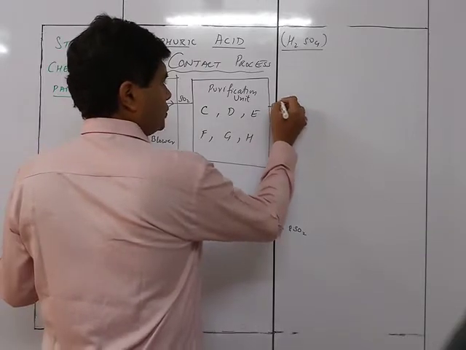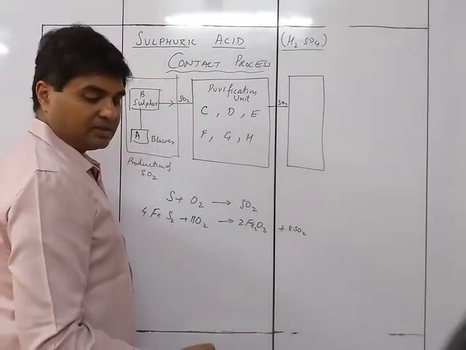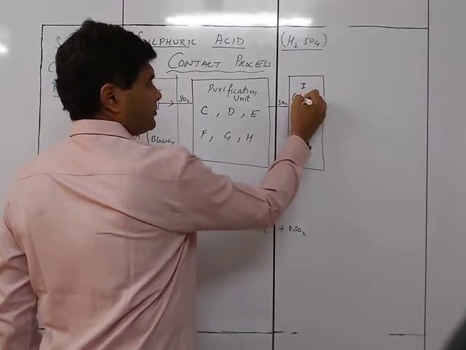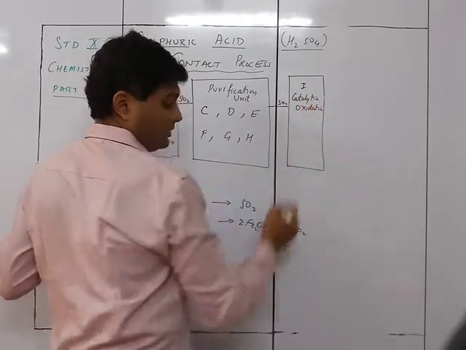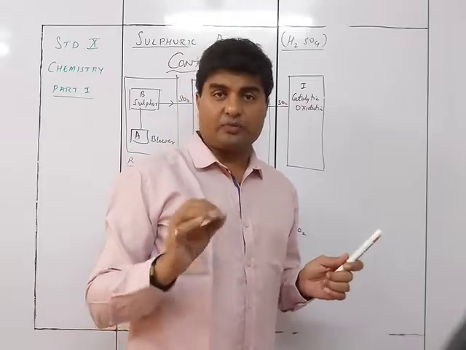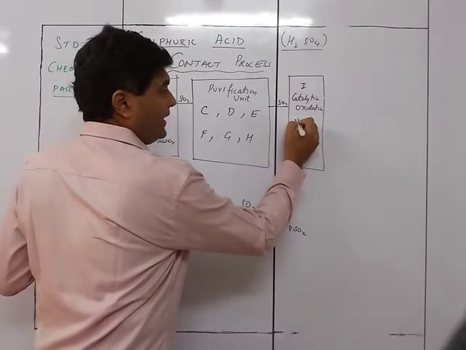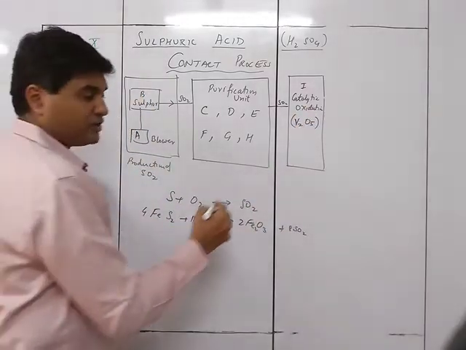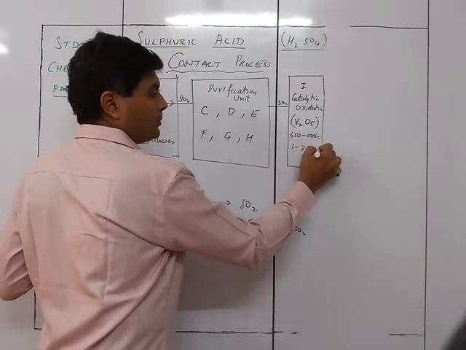So now this SO2 is going to pass through a box over here, which has 2 parts. Part I is the catalytic oxidation chamber. So it will be the catalytic oxidation chamber, that is, a contact tower. This is the one which is the contact process because of the contact tower. So in the contact tower, the catalyst used is vanadium pentaoxide, and the temperature at which it takes place is around 450 to 500 degrees Celsius, and the pressure is 1 to 2 atmosphere.